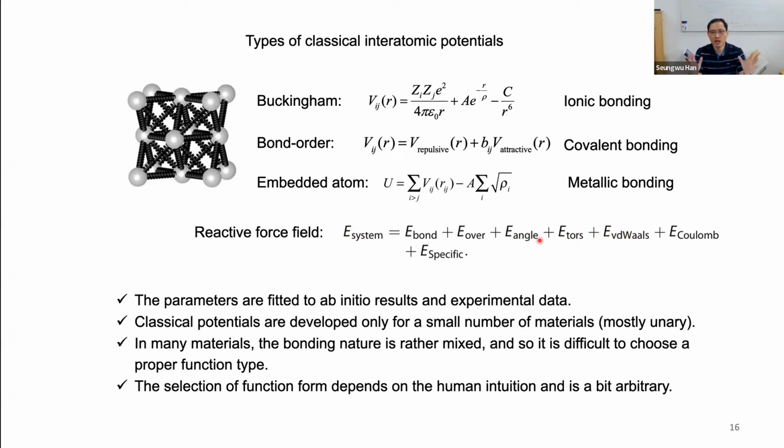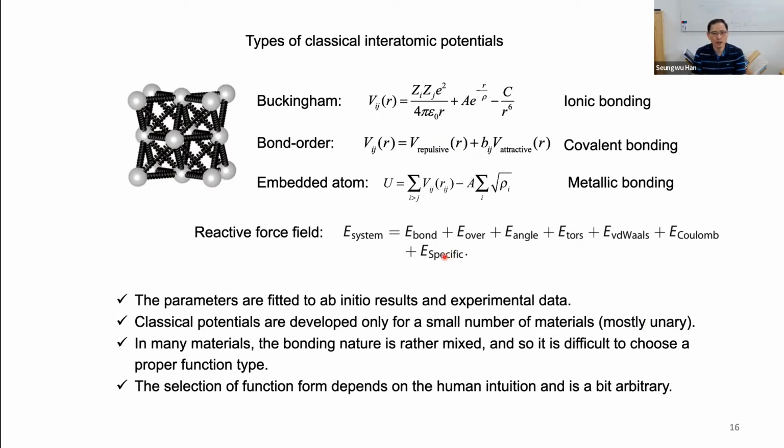Okay, so there is a mathematical form, and the parameters in this formula are fitted to ab initio results, or quantum mechanical results, or experimental data. But the problem is that classical potentials are developed only for a small number of materials, mostly unary systems, just one-component systems, because developing such a functional form and also the parameters is highly non-trivial.